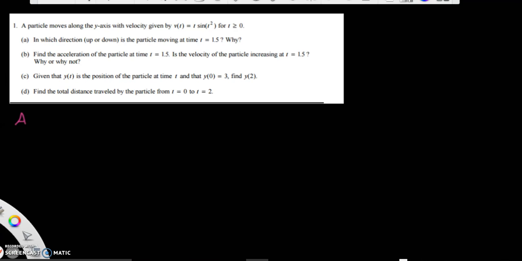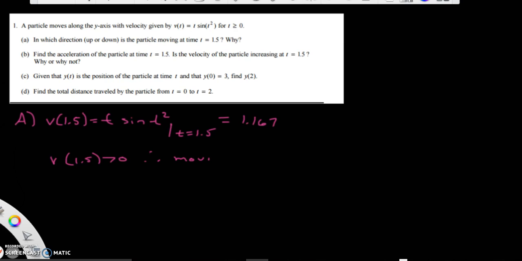So for part A, all you have to do is v of 1.5. You literally take your calculator and plug it into this function. When you do this on your calculator, you're going to get 1.167. So this has to be moving up because it's greater than 0. So you just say v of 1.5 is greater than 0, therefore moving upward.